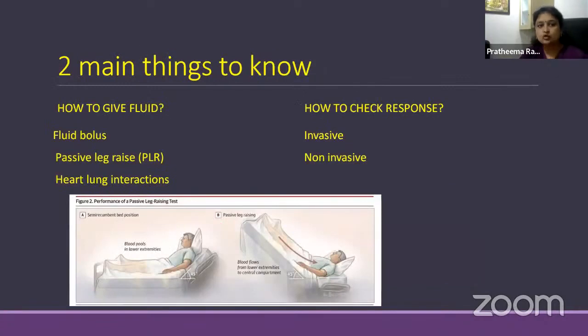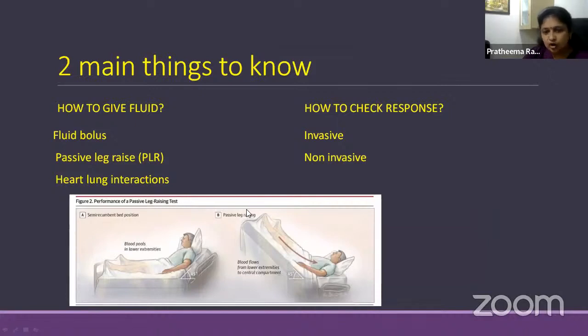So two main things: how to give fluid. Okay, we decide whatever it is. We always decide to give a small bolus like 250 ml. It is not going to cause any deterioration. How do we give fluid? Is it going to be a literal fluid bolus? Sometimes it is. It can also be done with a passive leg raise. As you can see in the picture, the patient is in a head-up position, and this is what is done in passive leg raising. The patient is made flat, and the legs are lifted.